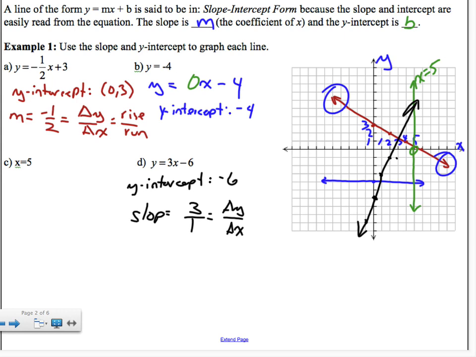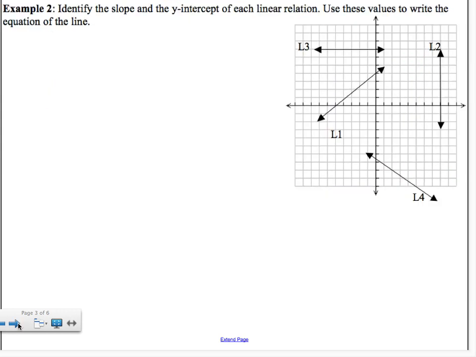So now I'm giving you an equation that's in slope y-intercept form. We should kind of graph it. Let's try to go the other way. Now we have lines. Can you give me an equation for this? Well, line 1. Line 1 is this one.